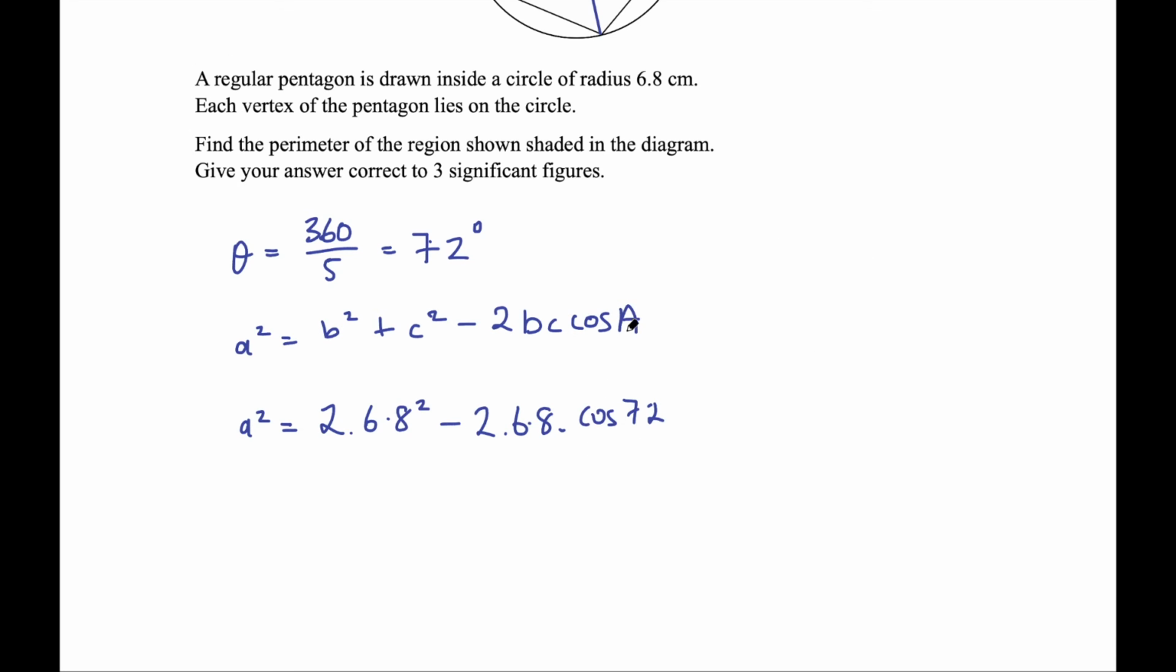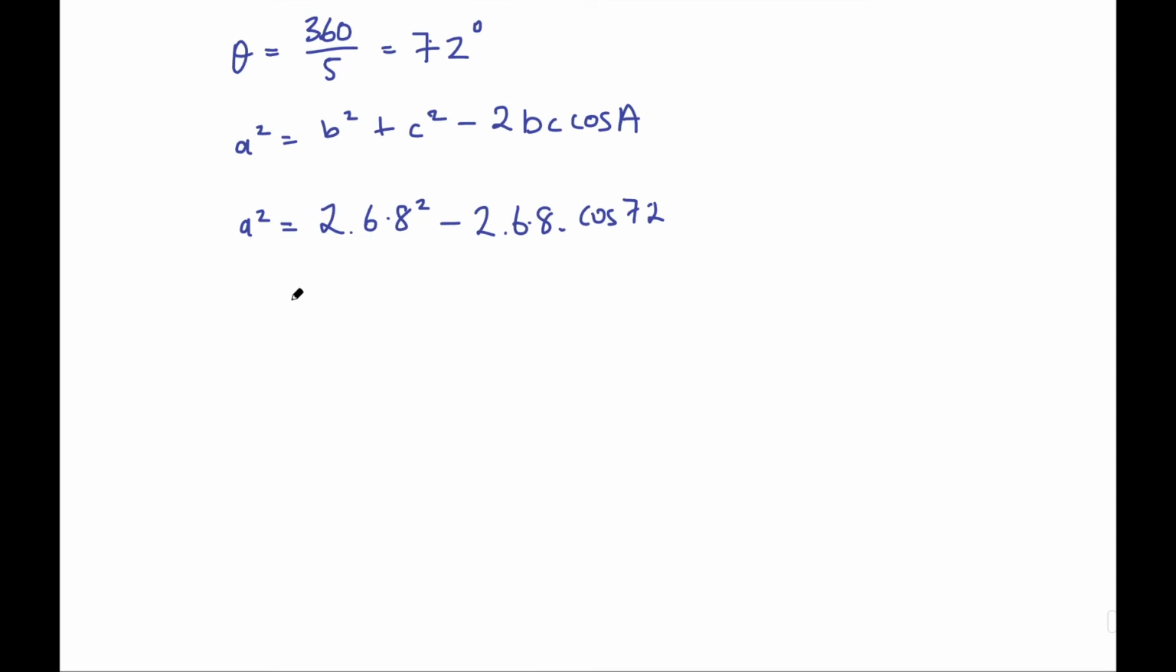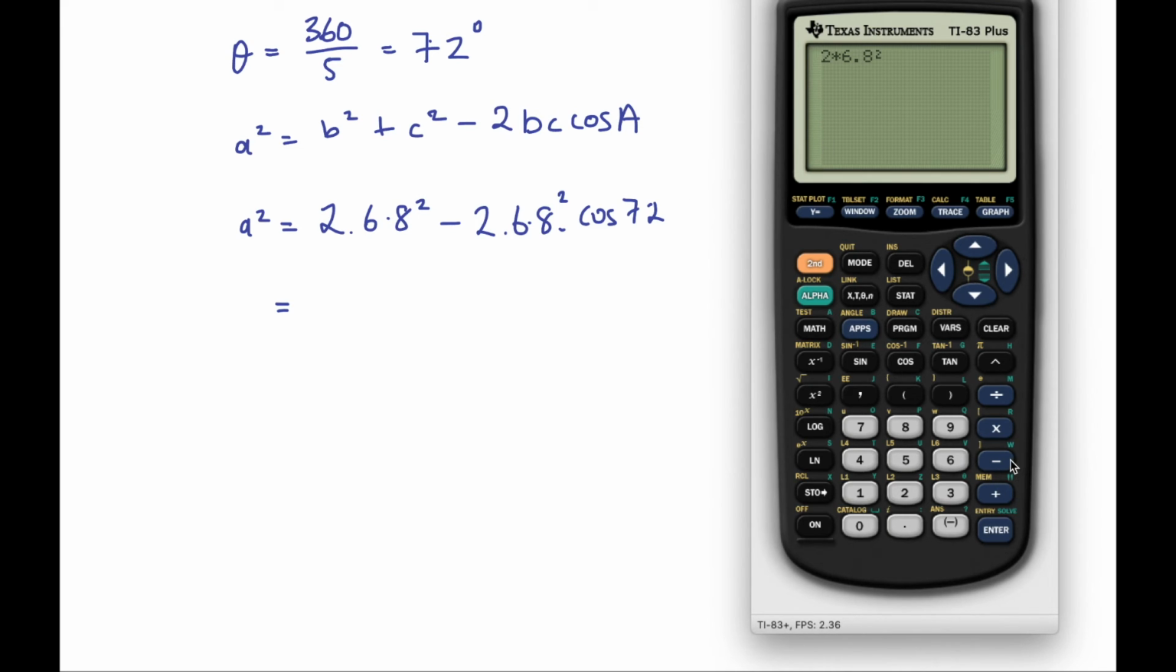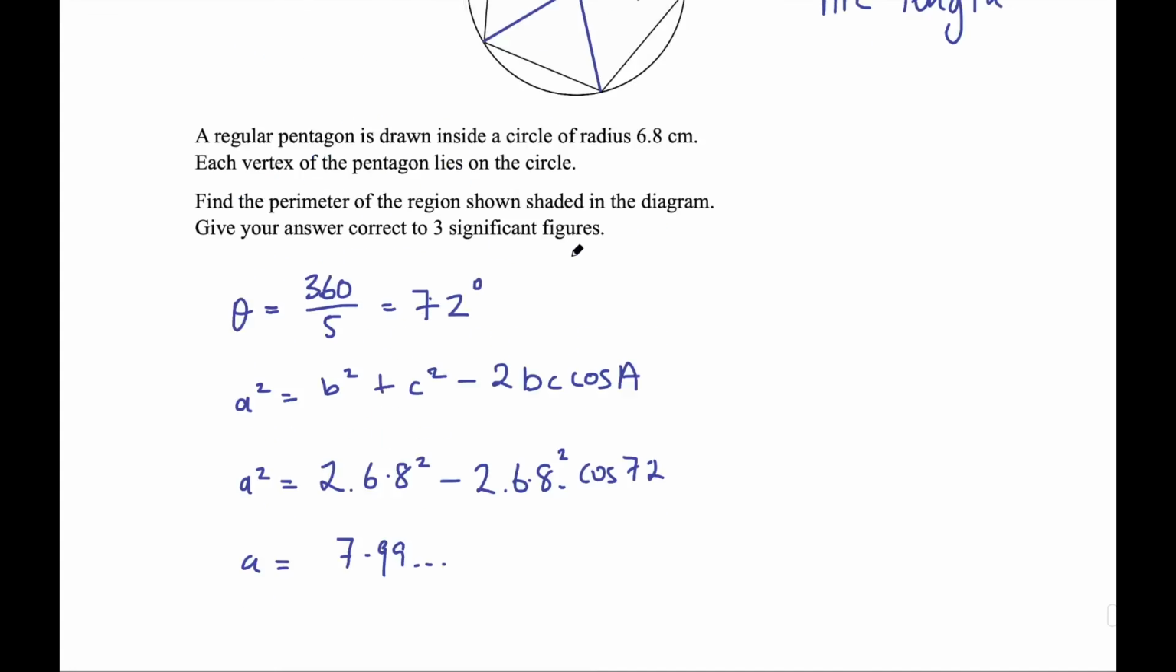And you don't have to use the cosine law here. Actually, you could have worked out these angles and then used the law of sines, or any method really to work out this side. But anyway, let's continue. So put that into a calculator, and actually this should be 6.8 times 6.8, b times c. Sorry, so 2 times 6.8 squared, take 2 times 6.8 squared, multiplied by the cosine of 72, equals 63.9, take the square root of that, and we get 7.99, etc. Okay, so that's a. In other words, that's that length.